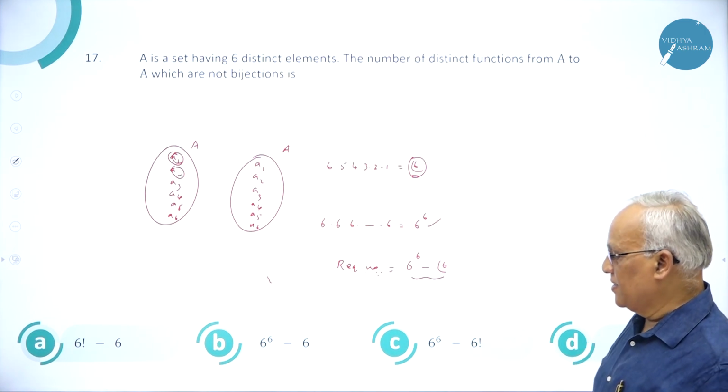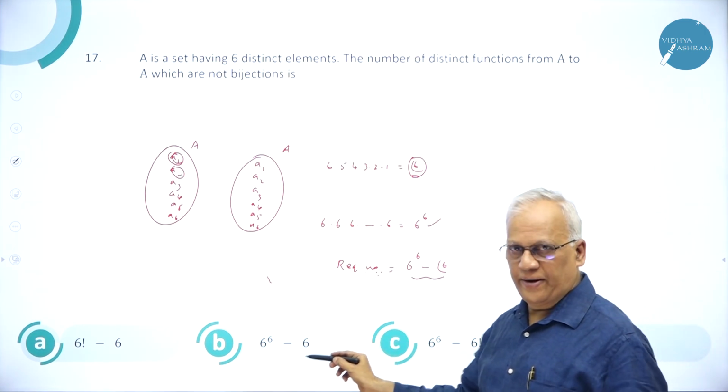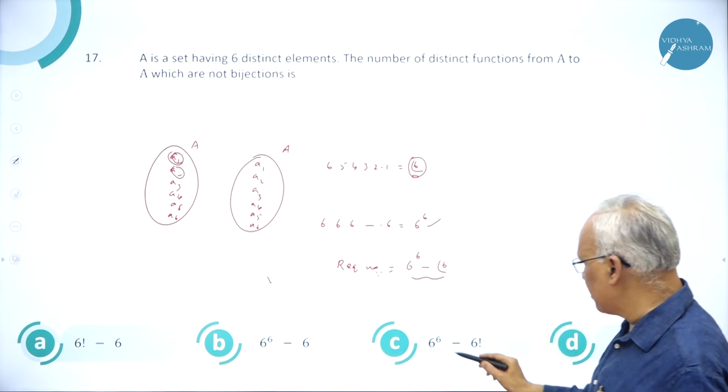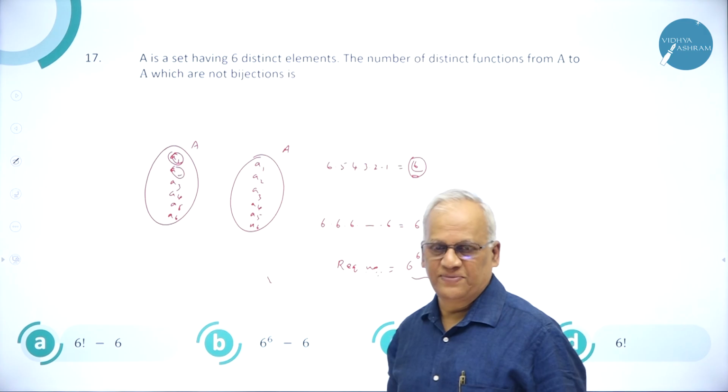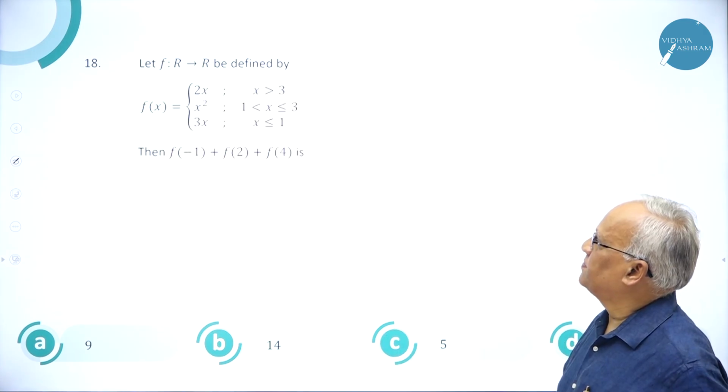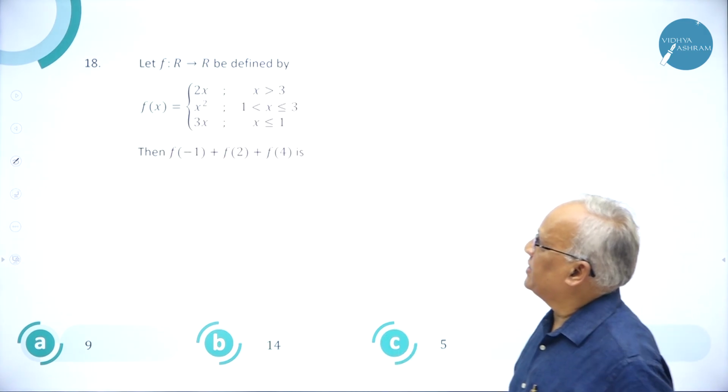So the answer is 6 to the power 6 minus 6 factorial, 6 power 6 minus factorial 6. So that is the answer. Okay. Next question. See, 18th.